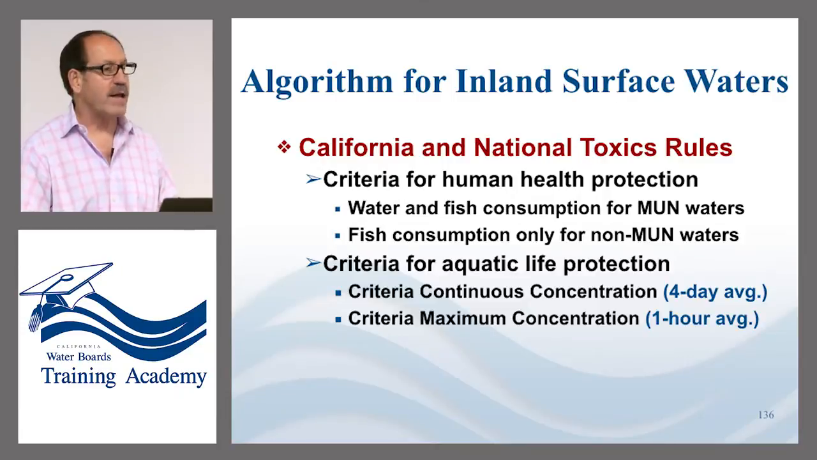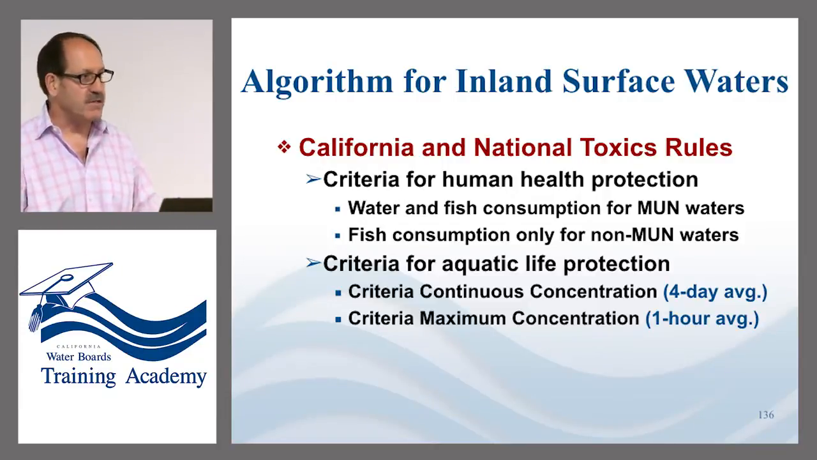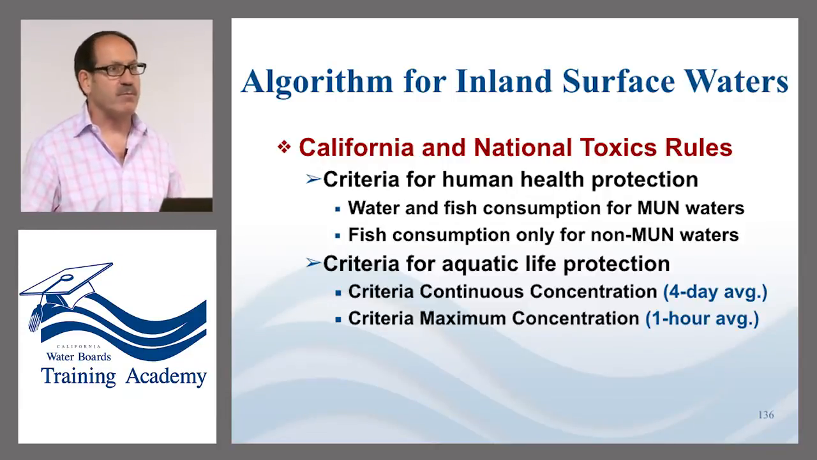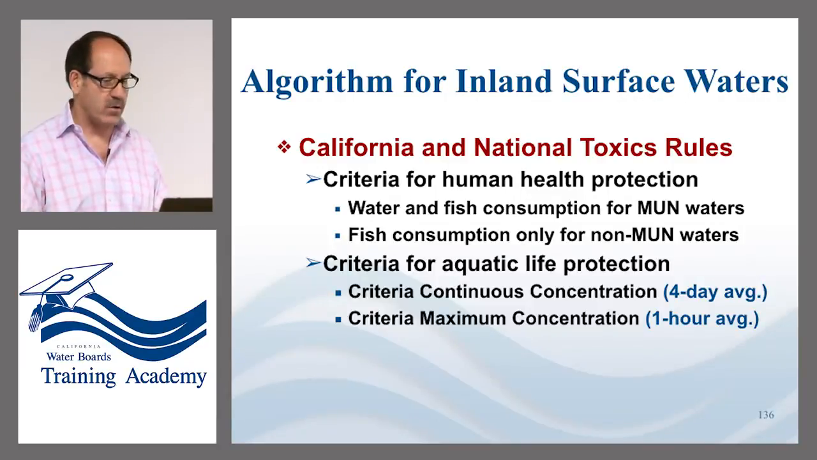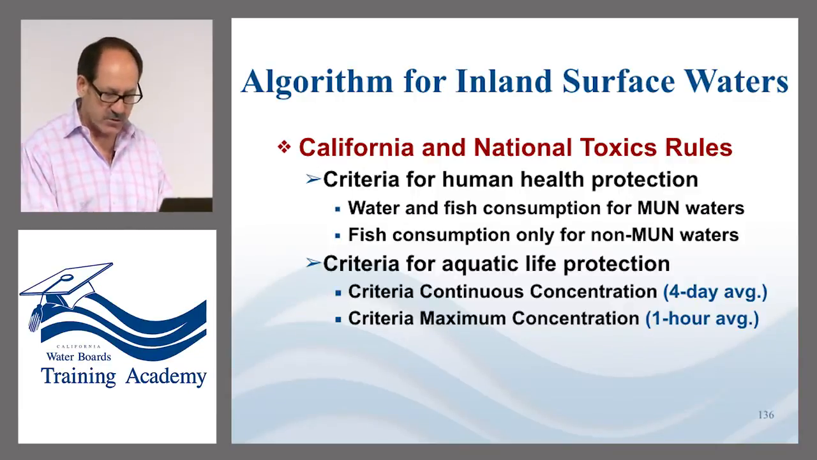We also have aquatic life protective numbers. In this case, you've got to write them both down because we have to protect against both chronic and acute toxicity to aquatic organisms. Usually a 4-day average for chronic, a 1-hour average for acute. So you're going to write those numbers down.